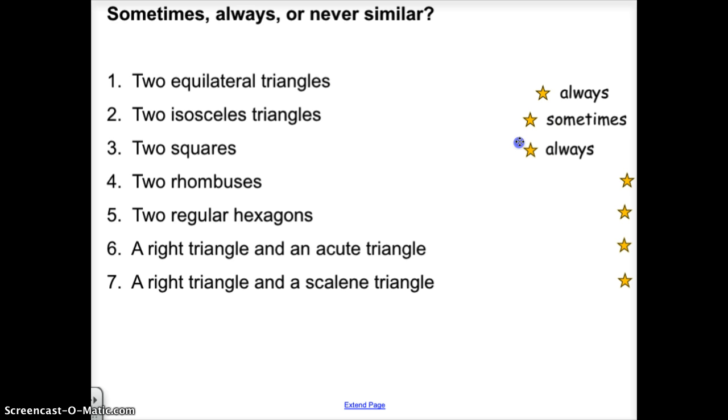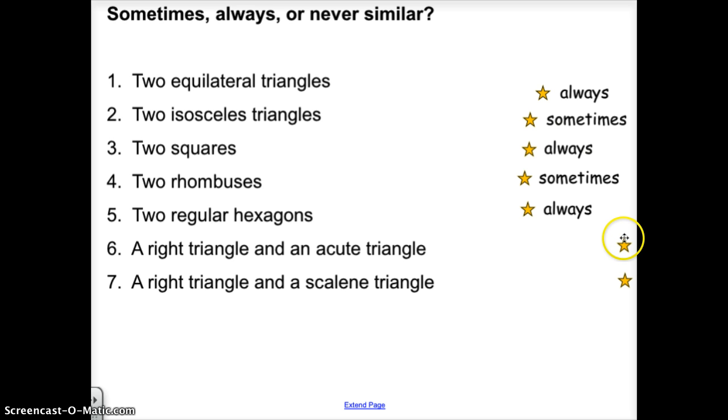2 squares are always similar. Their ratios and angles are always going to have a ratio of 1 to 1, and also the angles will always be 90 degrees. 2 rhombuses, always, sometimes, or never? Sometimes. 2 regular hexagons. The word regular would mean that they have all the same side lengths in one figure, as well as all the same angles. If they're regular, they are always similar.